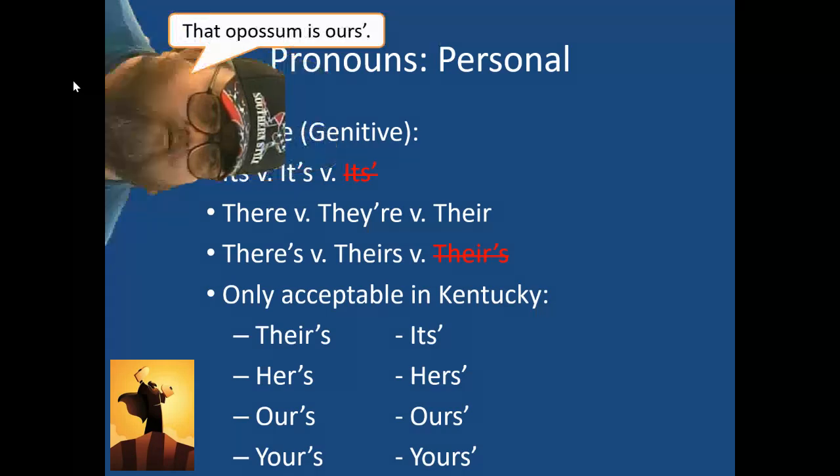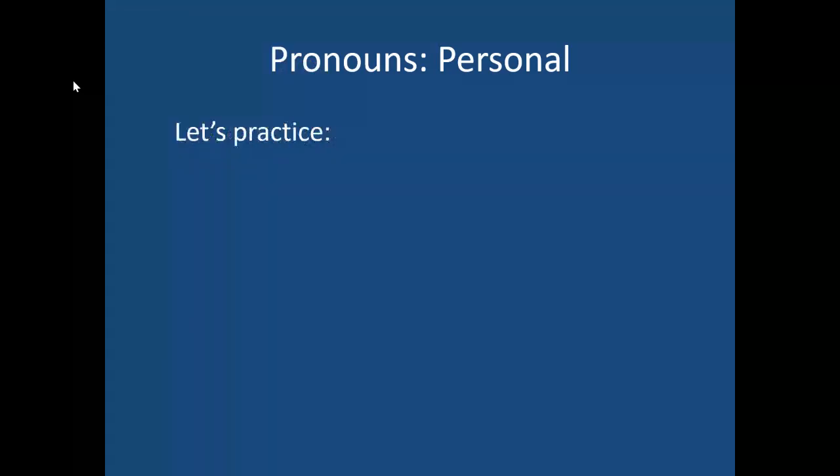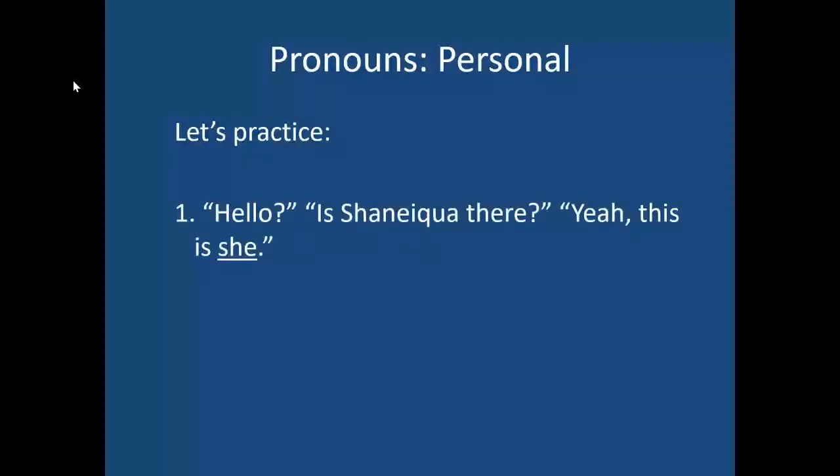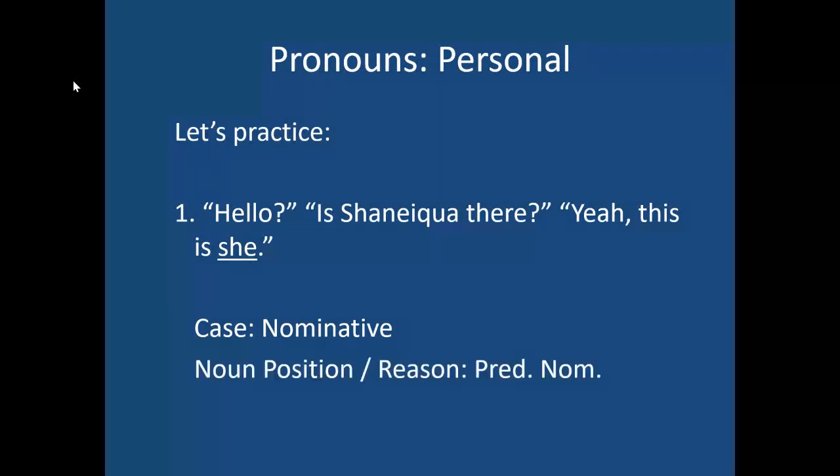All right, so let's practice a little bit. Let's go through some example sentences and understand exactly how we use these three different cases to understand which pronoun is correct. So if I said, hello, is Shaniqua there? Yeah, this is she. In this case, she is actually correct. I want you to notice that it's the nominative case pronoun. Particularly, it is a predicate nominative.